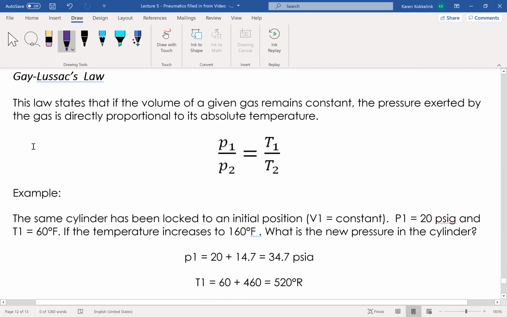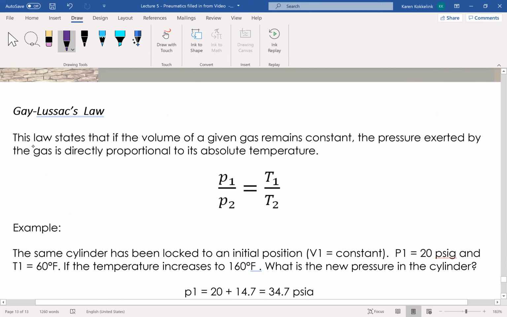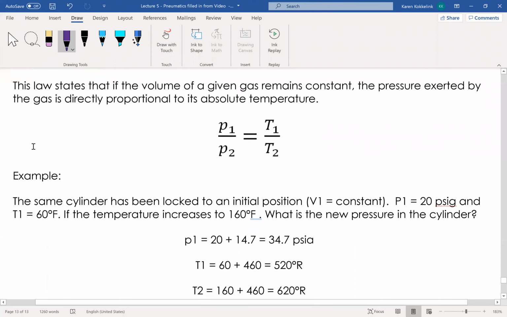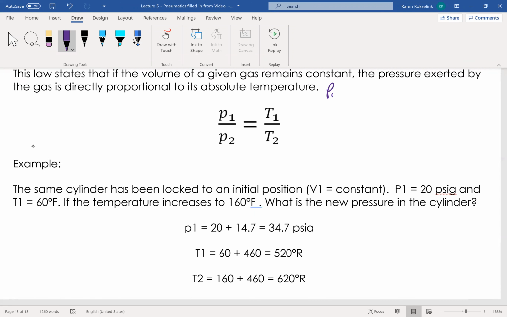And then the last one, we did PV equals nRT. We let V1 equal V2, substitute in, and you get this, which is Gay-Lussac's law. So those are the ideal gas laws.